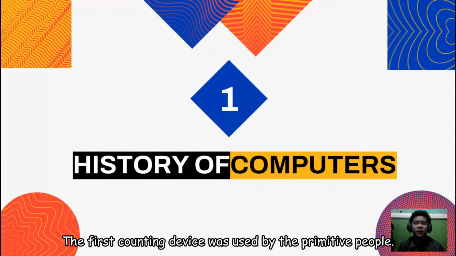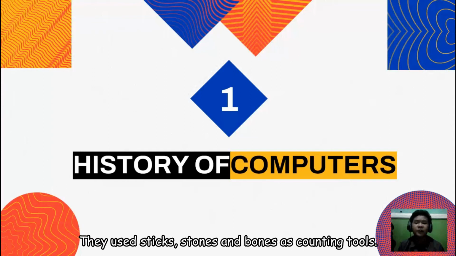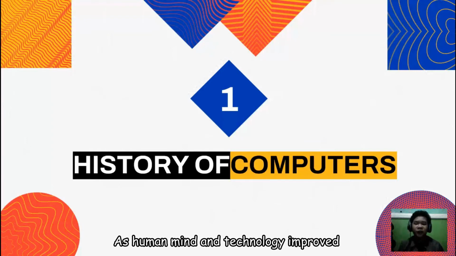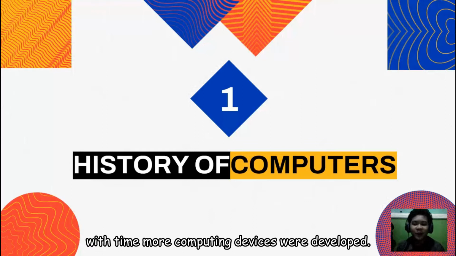Today I would like to explain about the history of computers. The first counting device was used by primitive people. They used sticks, stones, and bones as counting tools. As the human mind and technology improved with time, more computing devices were developed.